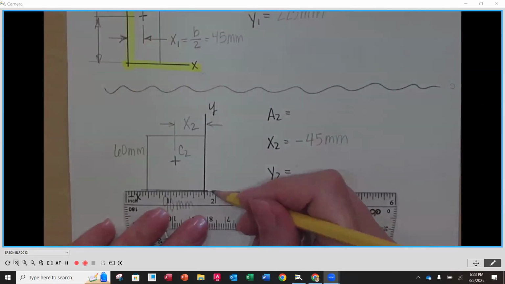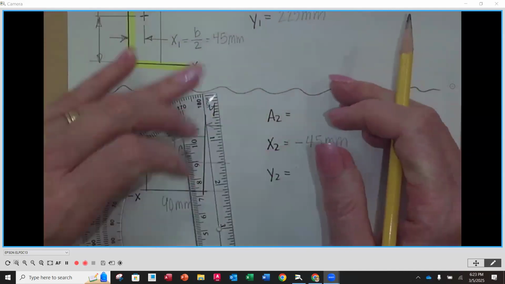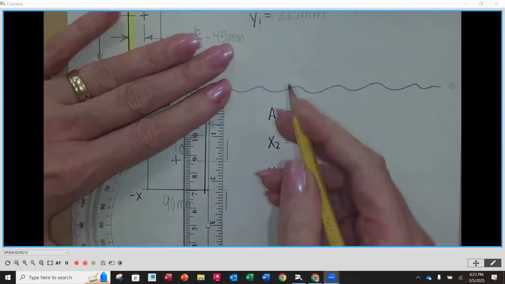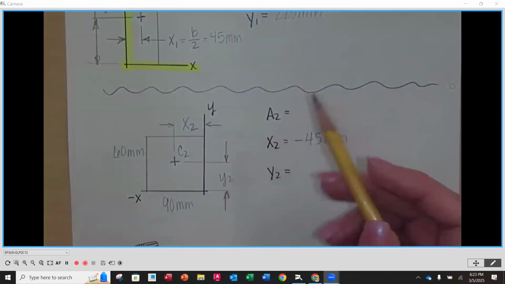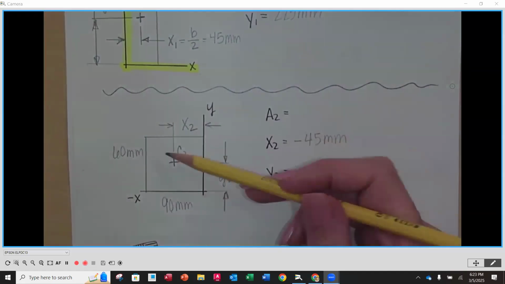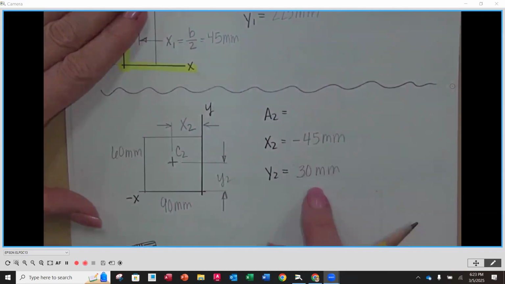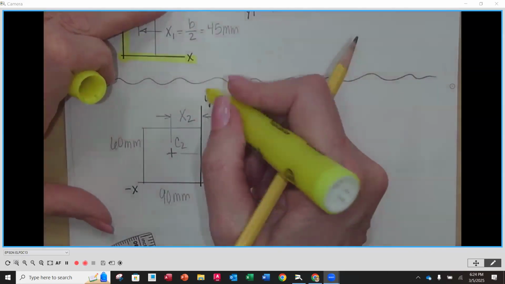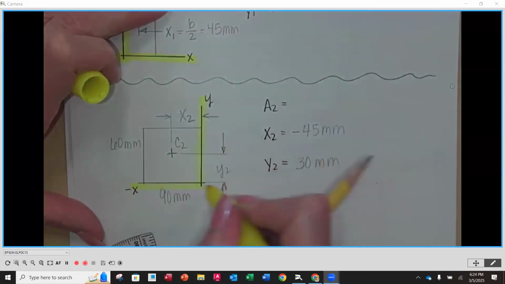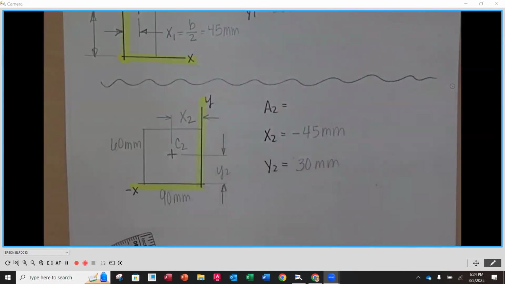Our y2 is going to be a distance from the x-axis up to the location of our centroid. So y2 will be here. It is going to be half the total height, which is 60 millimeters. So this is going to be 30 millimeters. Even though it's on the left-hand side of the y-axis, it is up from the x-axis. So it is above the x-axis, so it's in the positive direction on the y. So you would be in the second quadrant.